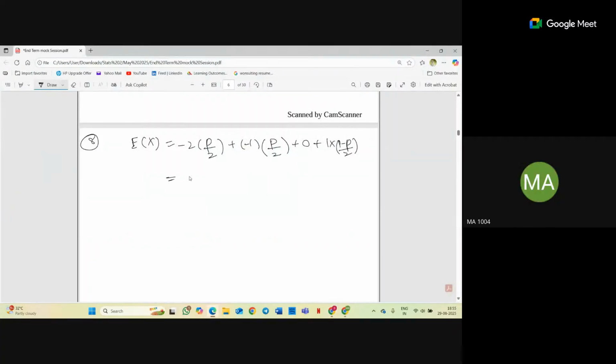What value are you getting for the expectation of X? Okay, (1 minus 4P) by 2, that is 1 by 2 minus 2P. This is the expectation. Now the next step is equating it with the sample mean. Calculate the sample mean: minus 1 plus 0 plus minus 0.2, ma'am. Minus 0.2. So the expectation will be equal to minus 0.2.